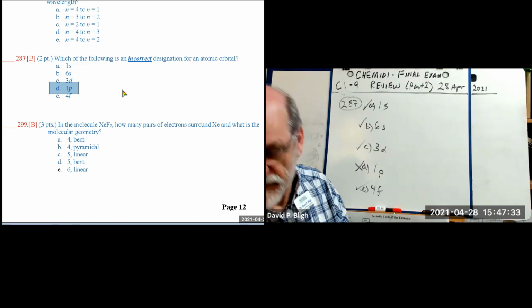In the molecule XeF2, xenon difluoride, how many pairs of electrons surround xenon? And what's the molecular geometry? Okay, so we have to draw the Lewis dot structure. So xenon is a noble gas. It has 8 valence electrons. Fluorine is a halogen. It has 7 times 2 is 14, correct? So that means we have 22 electrons.